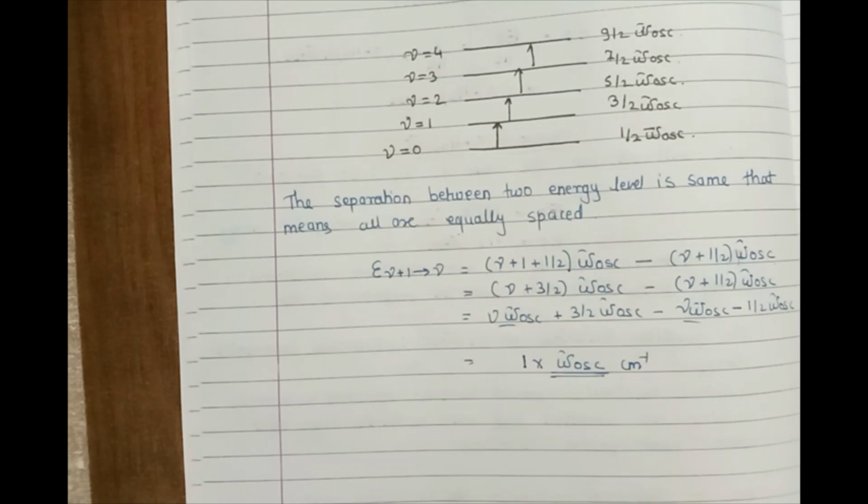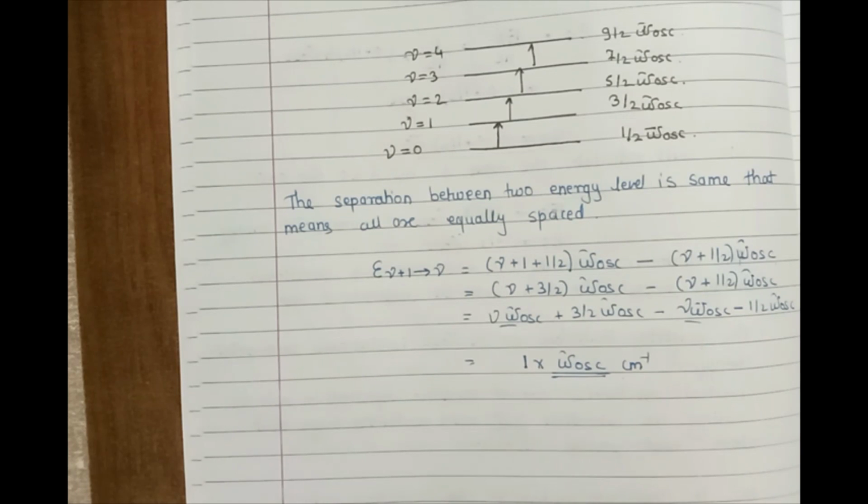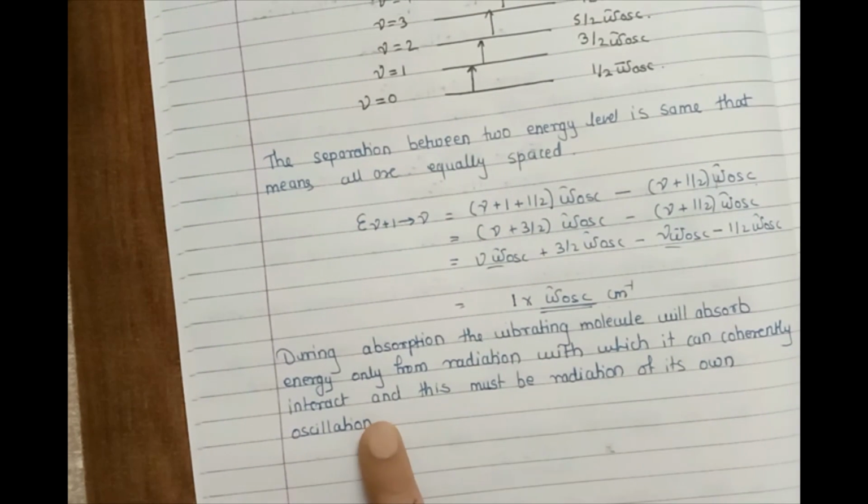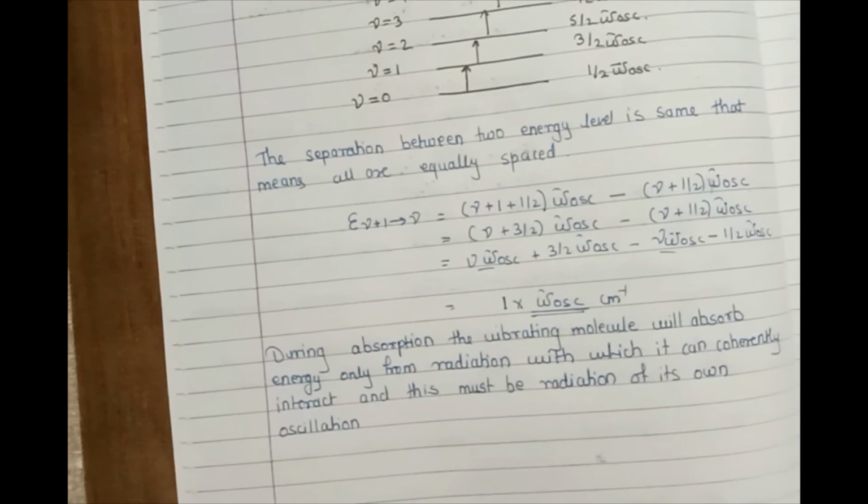During the absorption, the vibrating molecule will absorb the energy only from the radiation with which it can coherently interact, and this must be the radiation of its own oscillation. So this is the sentence which I have talked about. Okay, so here we will stop. Thank you.